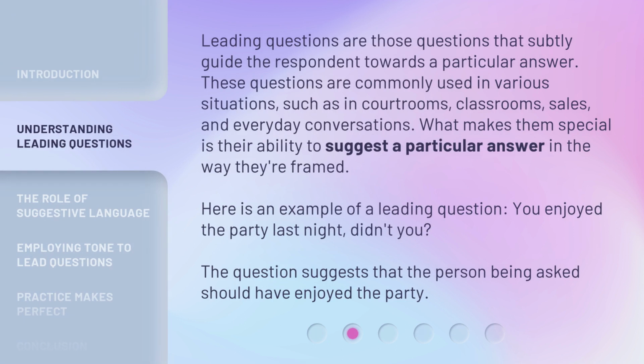Leading questions are those questions that subtly guide the respondent towards a particular answer. These questions are commonly used in various situations, such as in courtrooms, classrooms, sales, and everyday conversations. What makes them special is their ability to suggest a particular answer in the way they're framed. Here is an example of a leading question. You enjoyed the party last night, didn't you? The question suggests that the person being asked should have enjoyed the party.